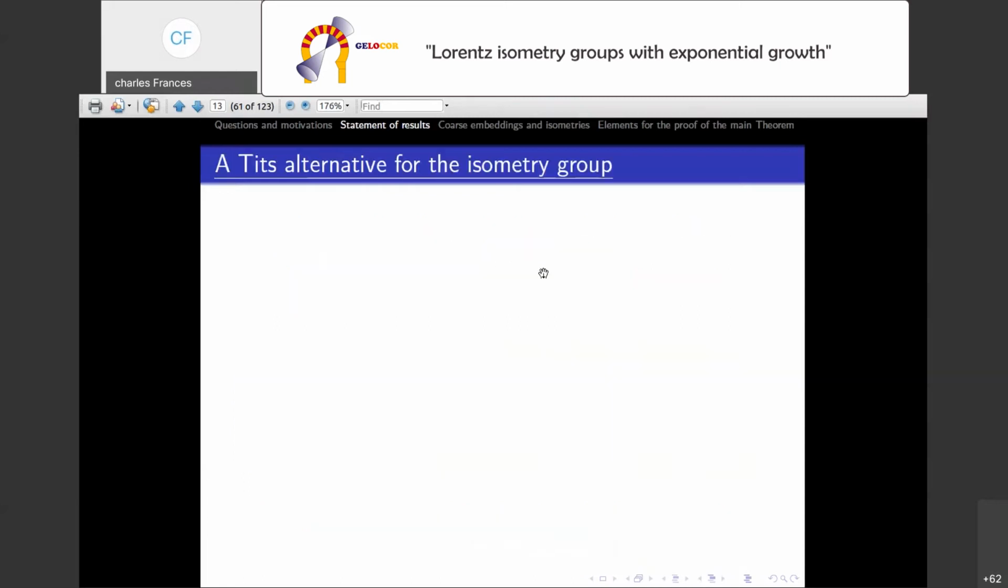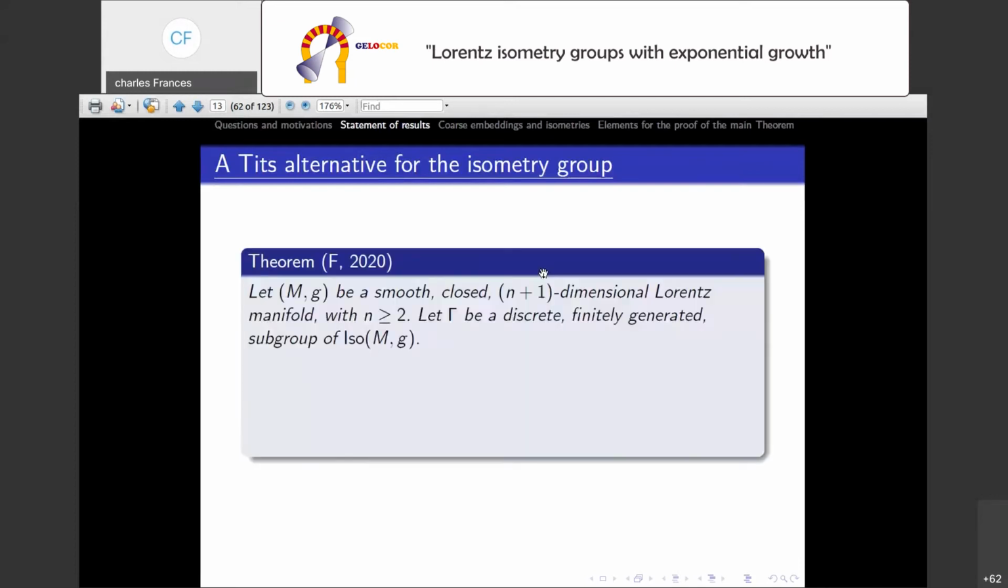Let me also state a version of the Tits alternative for the isometry group. The Tits alternative for linear groups says that a finitely generated subgroup of GL_n(R), let's say, either is virtually solvable or contains a free group on two generators. Here we can state the following result. There is no assumption this time on the growth of the isometry group. It works for any Iso(M,g).